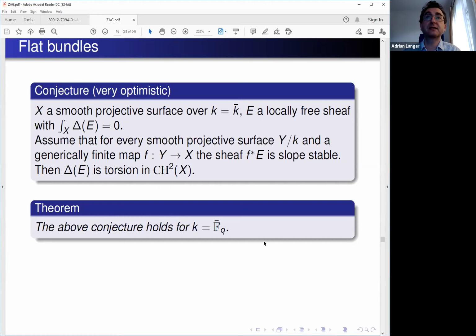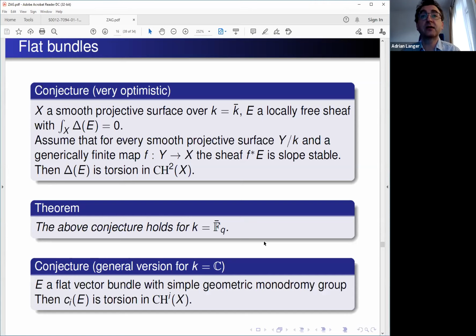So what one really wants is to prove this in the case of complex numbers, and then I really don't know what happens. So one can somehow reformulate this in the sense that if you have a flat vector bundle with simple geometric monodromy group, then Chern classes are torsion in these Chow groups. And the result that I mentioned earlier about the rank 2 case was a kind of this result, except that it was done also in families.